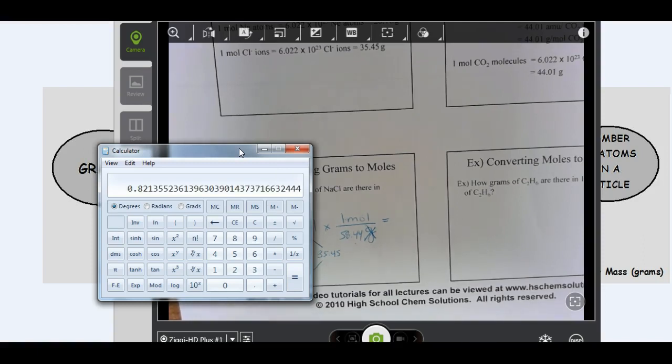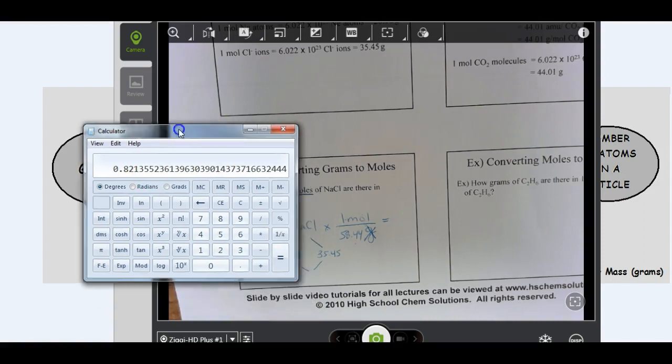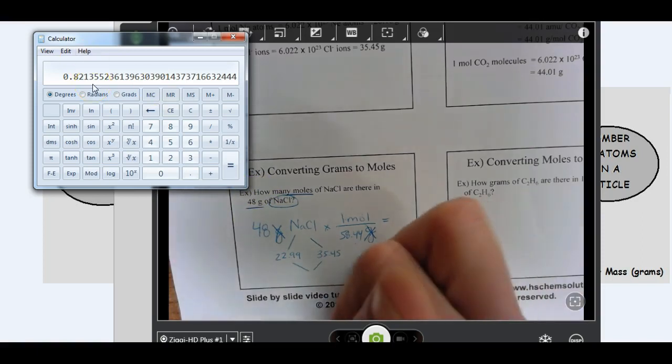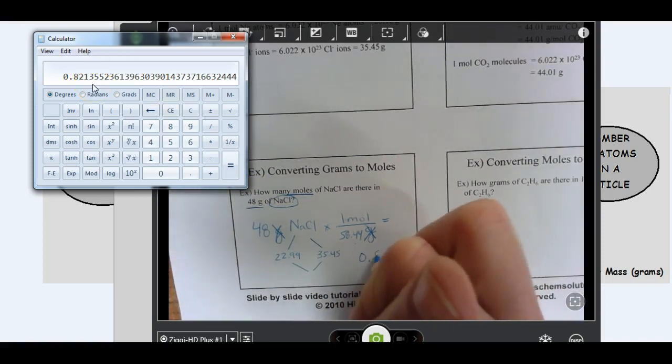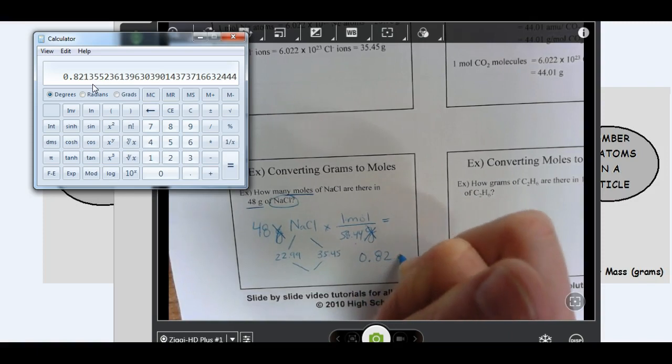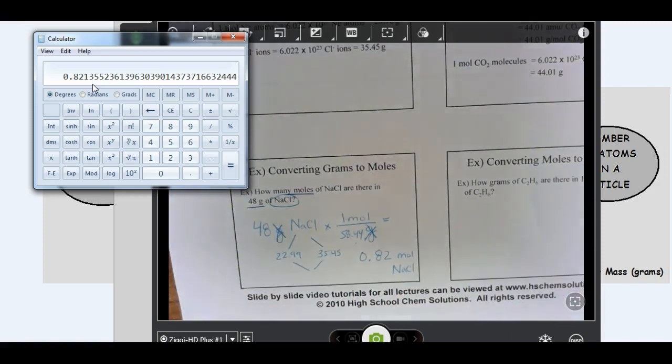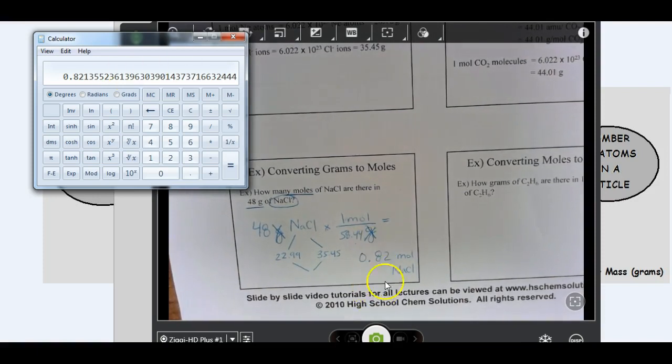And I'm going to answer to 2 digits, and I'll show you why. In the problem, this number 48 only has 2 digits, so my answer is going to have 2 digits. 0.82 mole of NaCl. So it's not even a whole mole, okay? It's 0.82 or 82% of a mole. All right, and we'll just keep moving forward here.